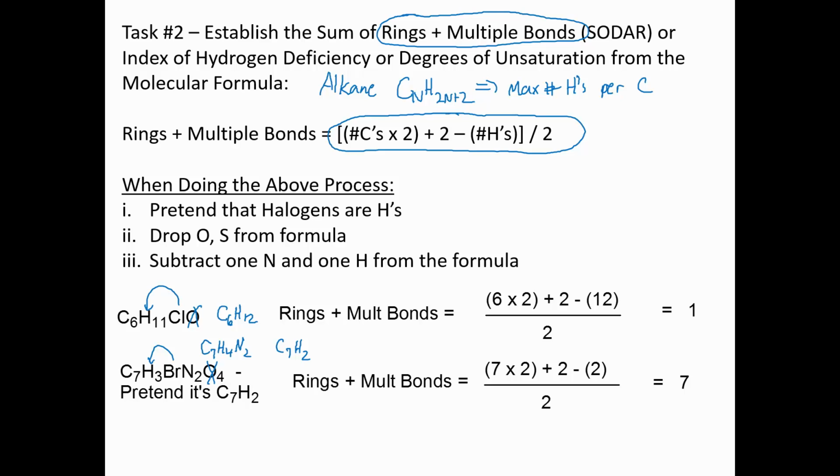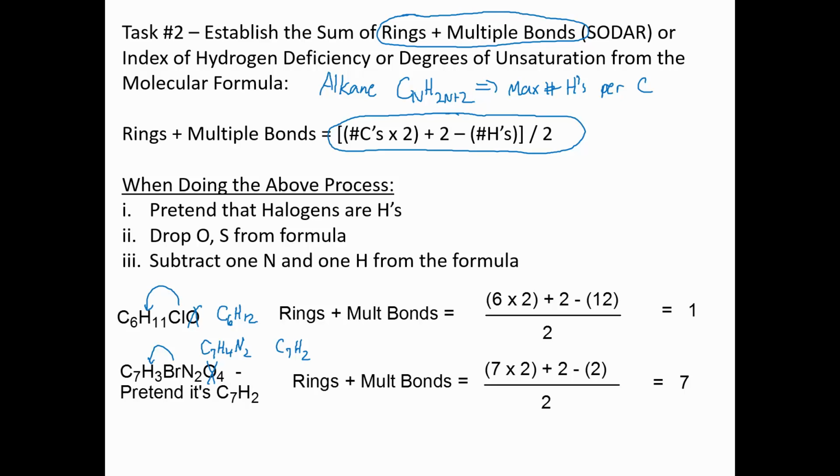So rings plus multiple bonds here goes into this formula here. 7 times 2 is 14. Add 2 is 16. Minus 2 goes back to 14. Divide by 2 is 7.